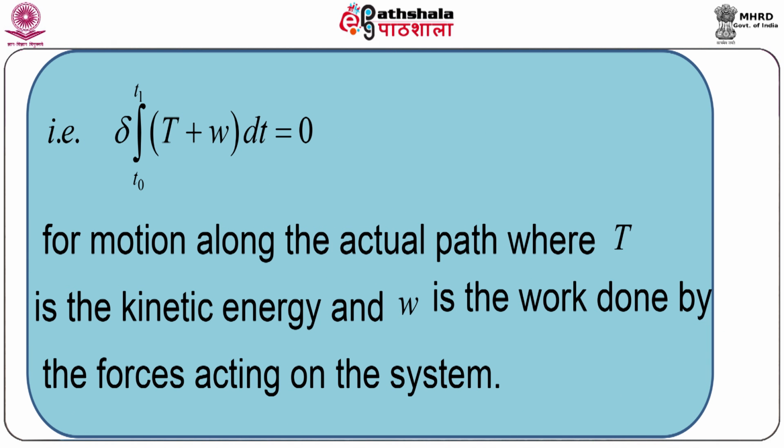That is, if we take the delta variation of that quantity, we get delta integration over t0 to t1 of capital T plus W dt equal to 0 for motion along the actual path. Here capital T is the kinetic energy and W is the work done by the forces acting on this system.